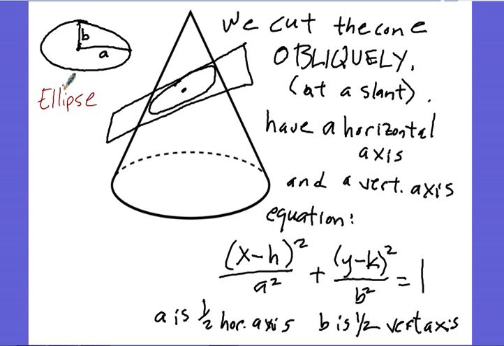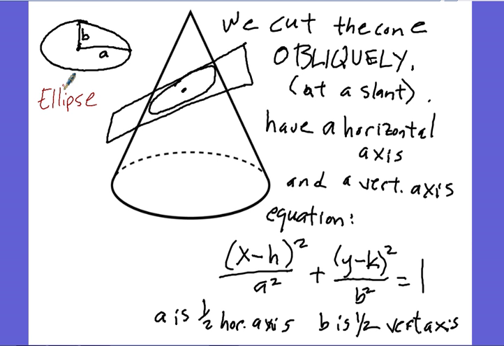So I do want you to pay attention to this: X is always associated with the A. So this is always your horizontal, right? And B is always associated with the Y. So it's always your vertical axis, okay? A is always half the horizontal axis. B is always half the vertical axis, okay?